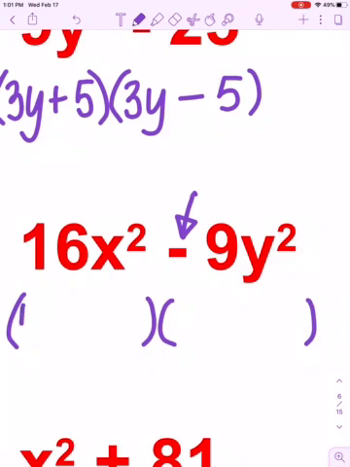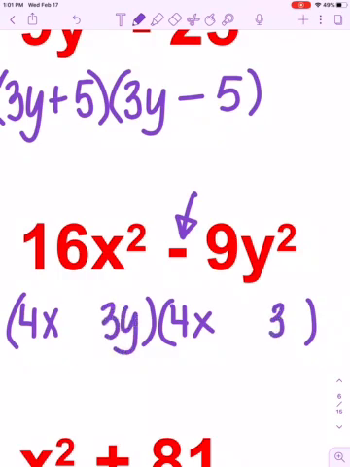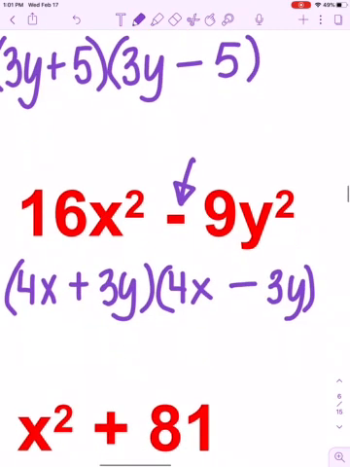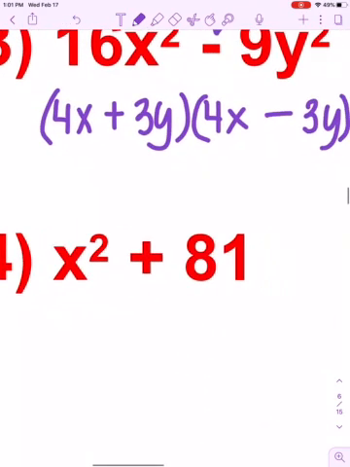Square root of each. So the square root of 16x squared is 4x. You just split it up perfectly. And the square root of 9y squared is 3y. And then your signs are opposite. That's it, one of each.